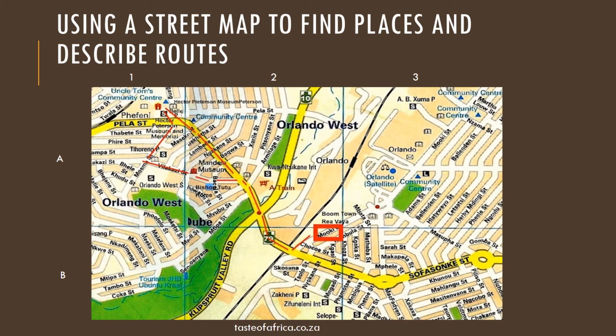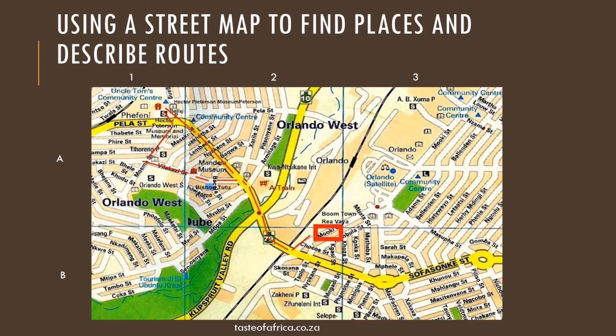And on B3, we have a main road that is called Sofa Sonke Street, and with that there is a number of roads. Just to mention a few, we have Kuno Street, Mahlangu Street, Ngobo, Mota Street, Sara, Makapela Street, Mpele Street, Khoza Street, etc. There's also a school on that block.